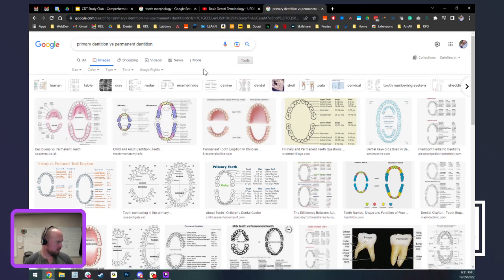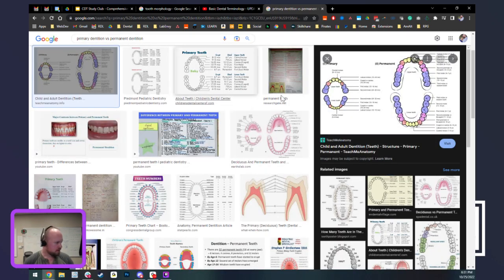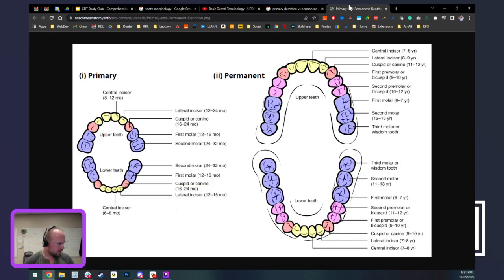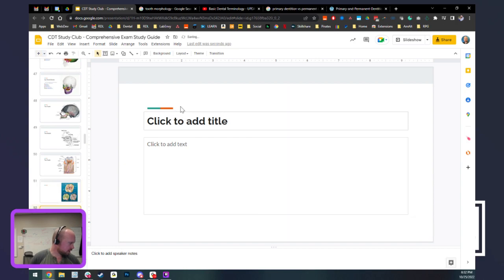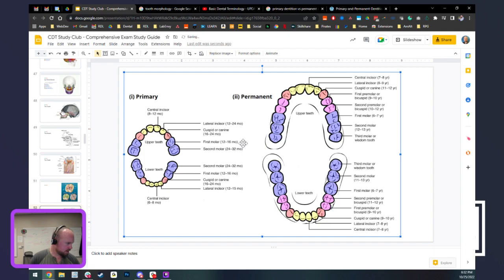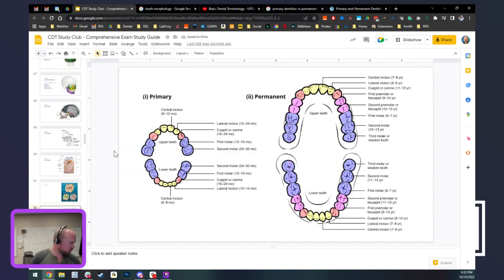All right, let's see if we can get some good quality images here. Let's see what we get. All right, so we've got this. Open image in new tab. Okay, it's a pretty good image. Copy image, go over here, we're going to make a new slide. We're going to make it blank. Control V, paste that in, boom. Whole new slide.